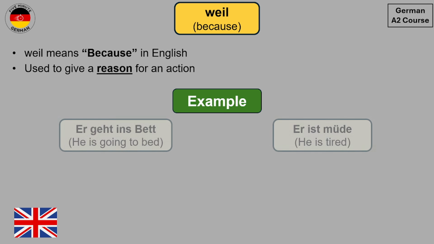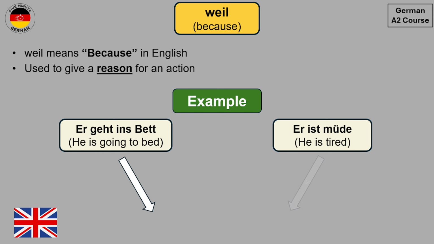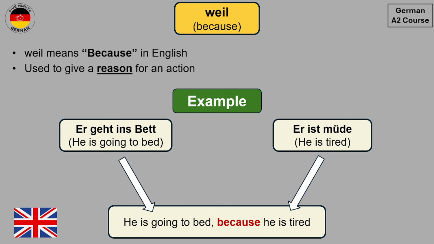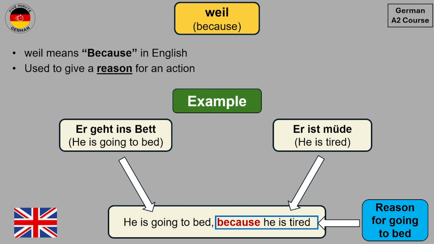Let's take another example. We have the sentences geht ins Bett, he is going to bed, and ist müde, he is tired. When we combine them with because, the new sentence will be he is going to bed because he is tired. And you see that the second part of the sentence with because gives the reason for going to bed. So these are the situations in which you will use weil or because.